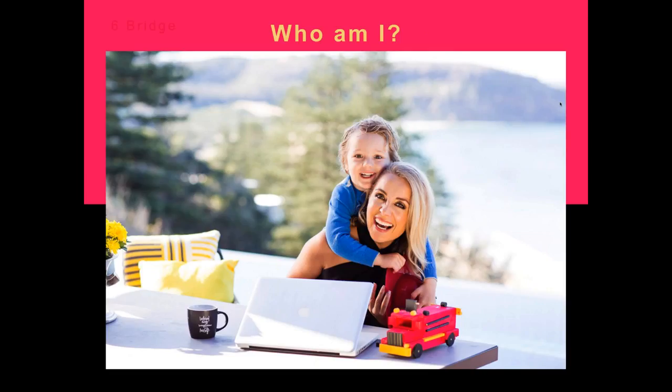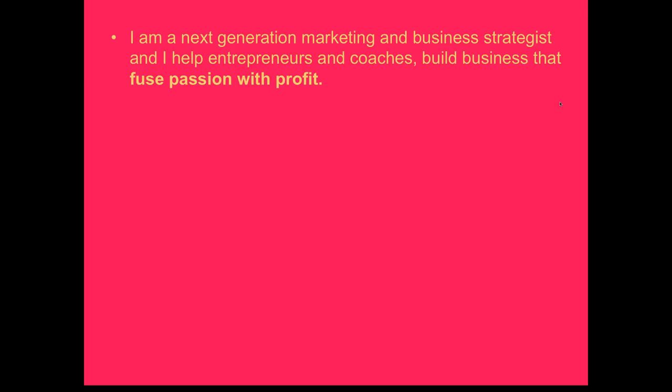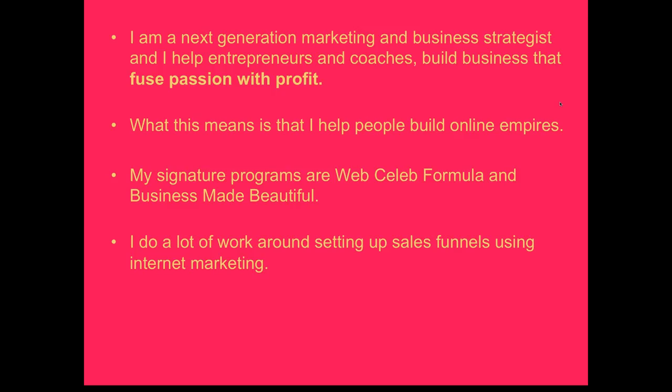So who am I and why are you on this call listening to me? Well, I'm Jane Copeland, as you know, and this is me and my son, Elliot. We live in Sydney, Australia, right near the water at the beach. I am a next generation marketing and business strategist, and I help entrepreneurs and coaches build businesses that fuse passion with profit. What this means is that I help people build online empires. My signature programs are Web Celeb Formula and Business Made Beautiful. And so I tend to do a lot of work around setting up sales funnels and bringing in leads and making sales just by using internet marketing.